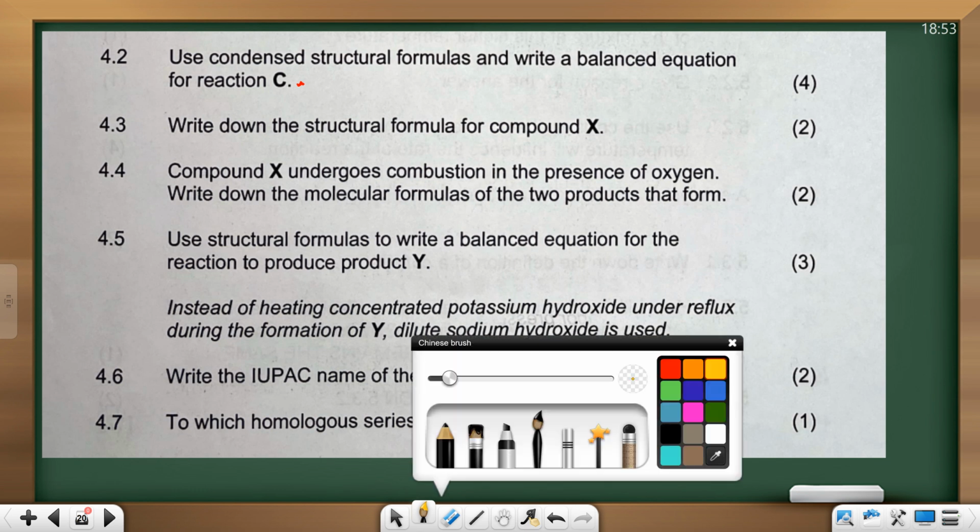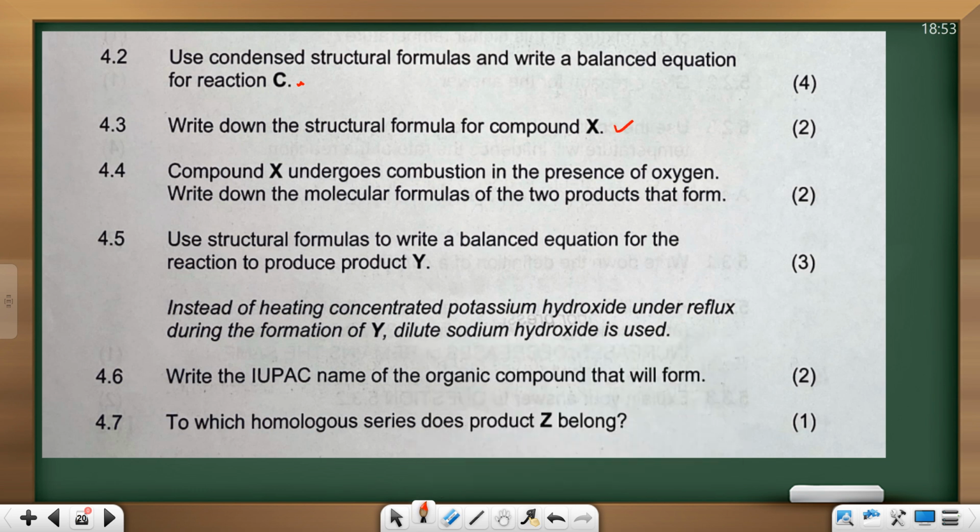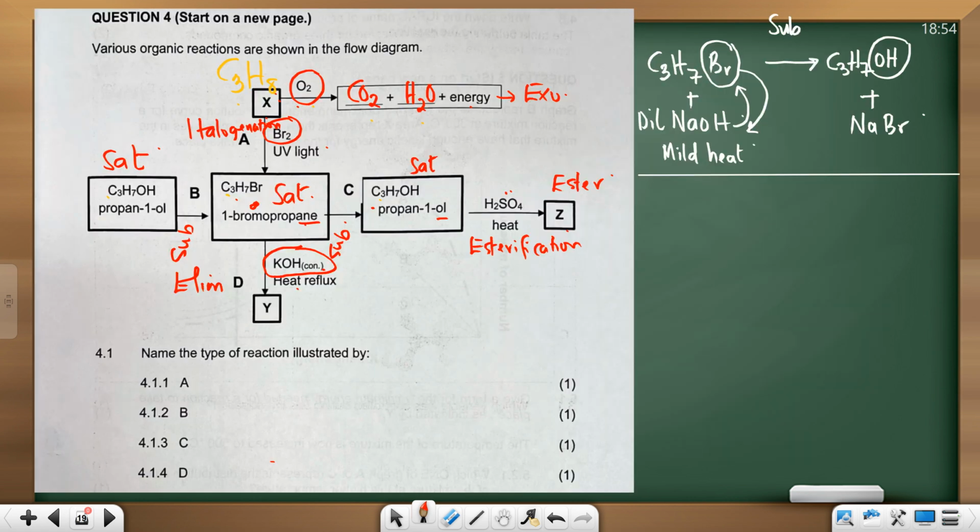Let's finish. Compound X undergoes combustion in the presence of oxygen. Write down the molecular formulas of the 2 products. I'm done. What are the molecular formulas? CO2, H2O. They said I should write down. They didn't say balance, but you must learn how to balance. Use structural formulas to write a balanced reaction for the reaction to produce what? Y. Let's go check. Which one is Y? Where is Y?